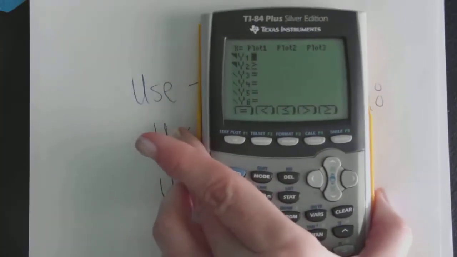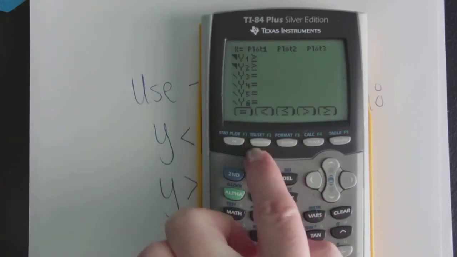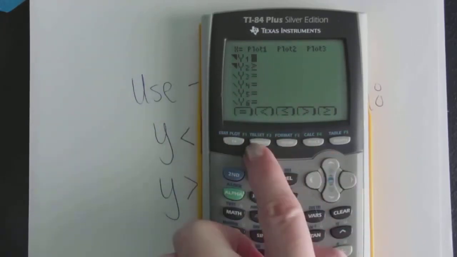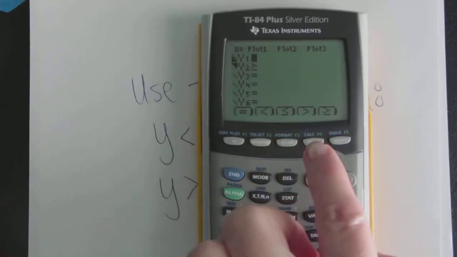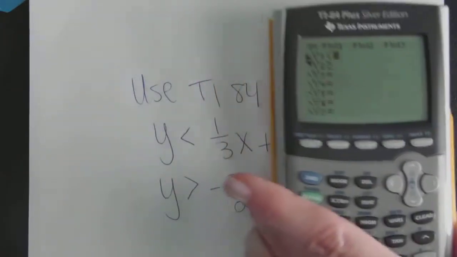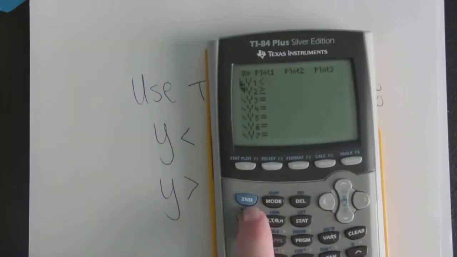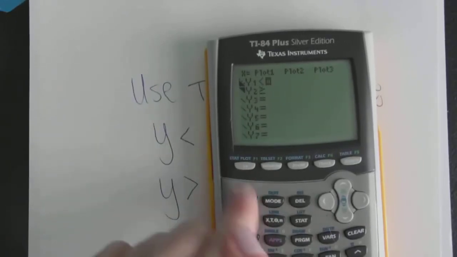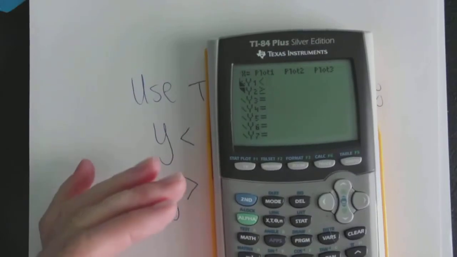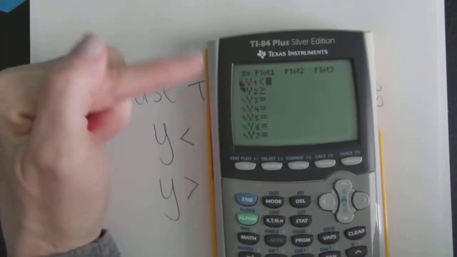So for the first one, what do I have? Less than. So my less than is right here. That would hook up with F2. So to change this, I'm going to press alpha F2. And now I have a less than. Kick over to the right. Now normally when I want to type a 1/3, I would press alpha y equals. But if you notice, alpha y equals for me, nothing happens.